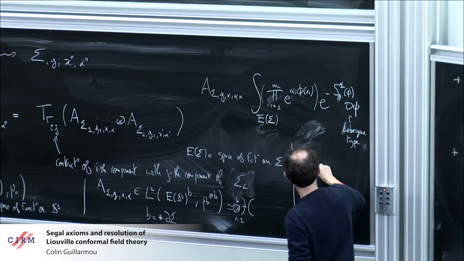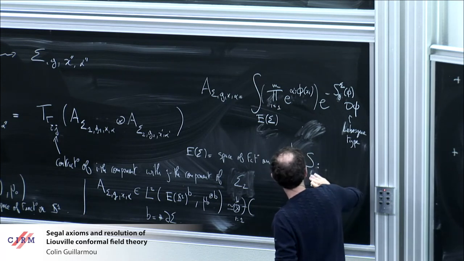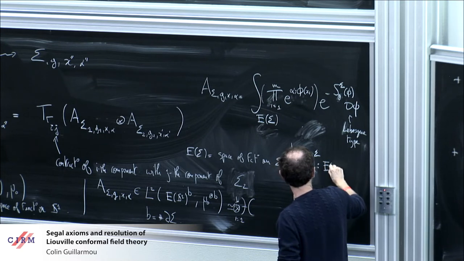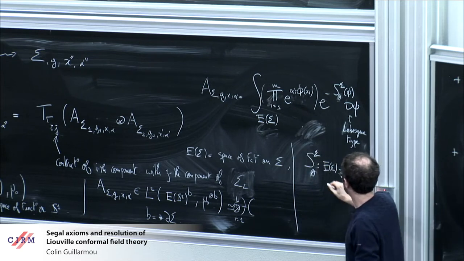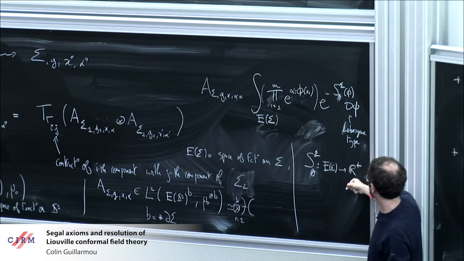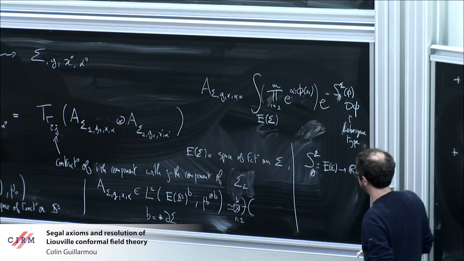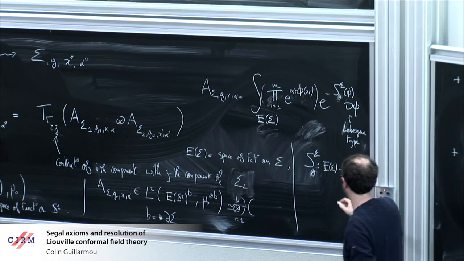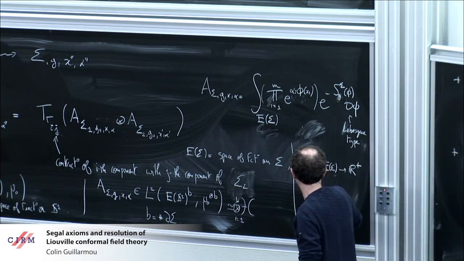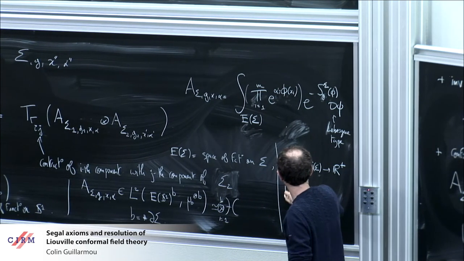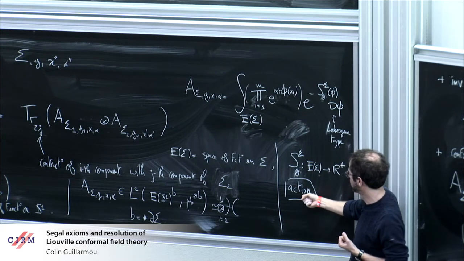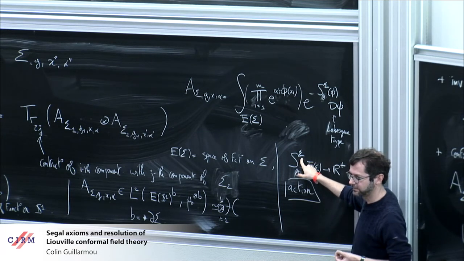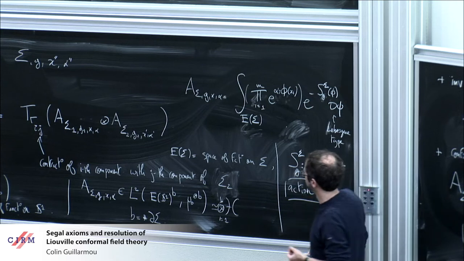And S sigma g is a map from the space of fields on sigma to, let's say, R, or R plus, actually. Of course, if you want to do quantum field theory, you should map to complex numbers, but we're doing Euclidean field theory here. So S is called an action. So somehow the theory, the CFT, the conformal field theory you're looking at, will depend on the choice of action. Okay?